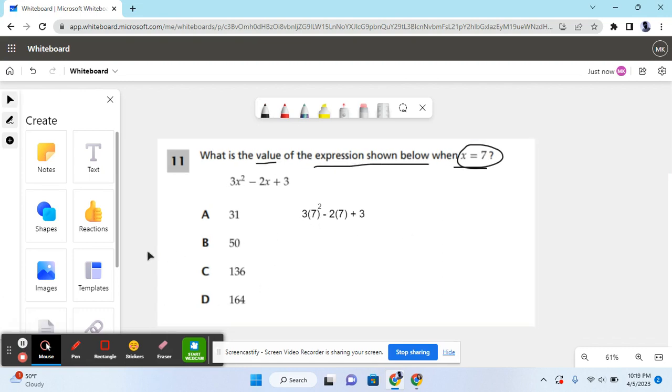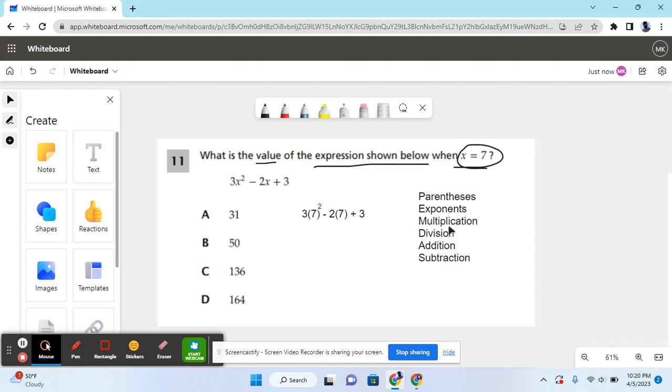And next we have to use something called PEMDAS, which you might have heard of before. It stands for parentheses, exponents, multiplication, division, addition, and subtraction. You basically solve everything in this order. Everything you see in parentheses, you solve first. You see the exponents, you do that next. Multiplication, you do that afterwards.